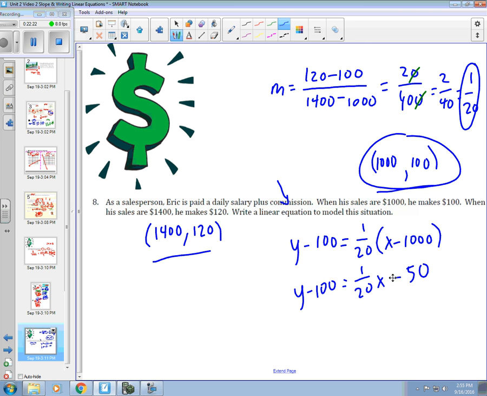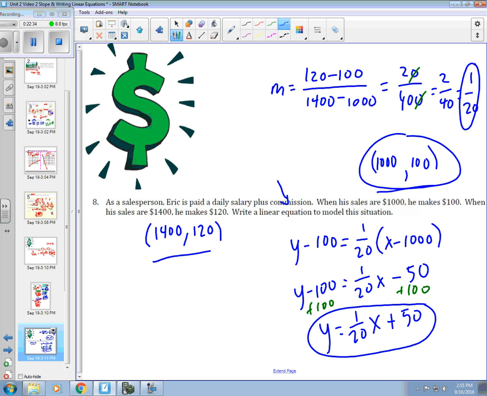Now add 100 to both sides. And we should get the answer here. Looks like 1 over 20x plus negative 50 plus 100 is 50. So now whatever his sales are, you could put it in for x and times it by 1 over 20, add 50, and that's going to be his commission for that amount. All right, you try some of them now on the practice sheet.